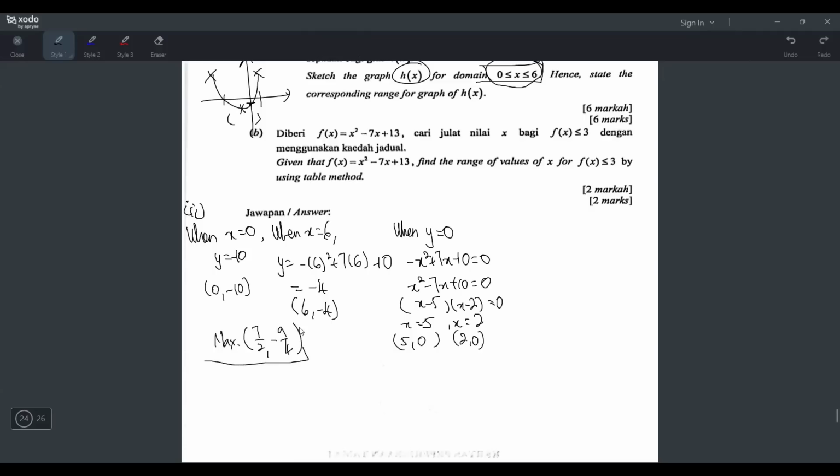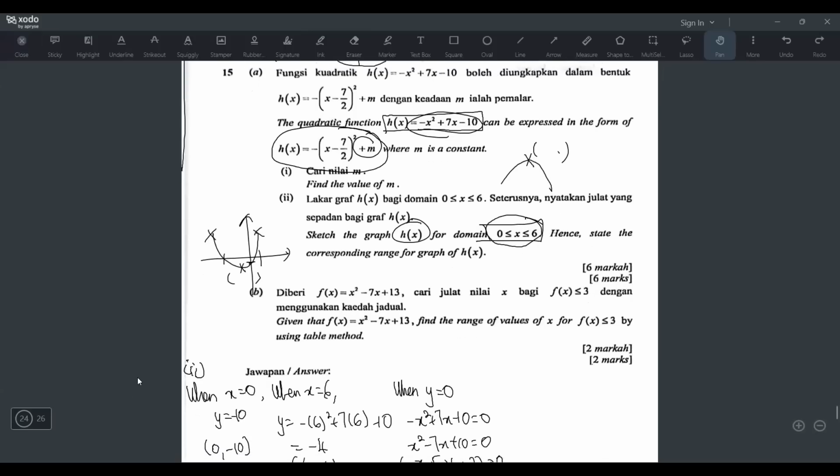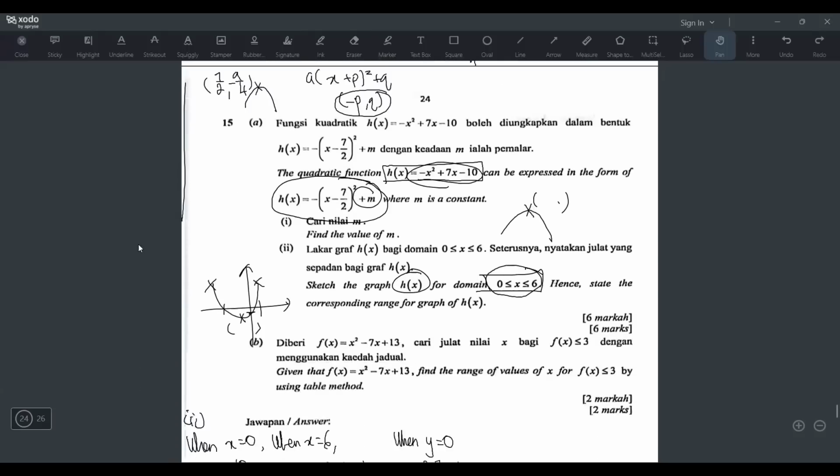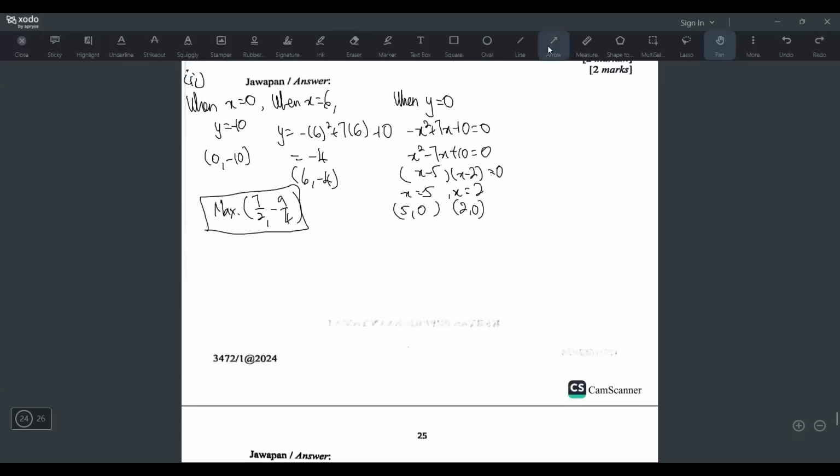So I think I have all the important points I need here. 1, 2, 3, 4. Yeah, every point I need is here. Now I'm ready. Now I can start to sketch. When I start to sketch, I need to draw a cross, because I need to put the x-axis and y-axis, right?